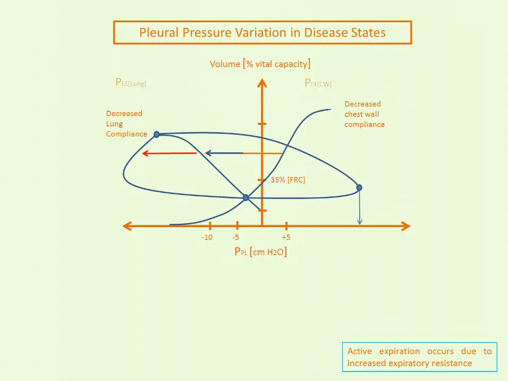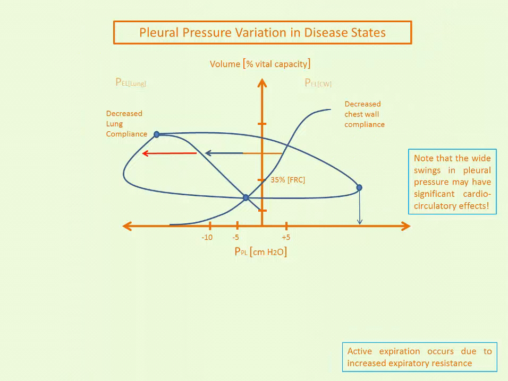And as I'm sure you can appreciate, the wide swings in pleural pressure, the wide swings in intrathoracic pressure, will have very significant cardiocirculatory effects, and that's what I hope to build upon in subsequent chapters in my series. So that's the end of part 2 of Chapter 1, or part B of Chapter 1.